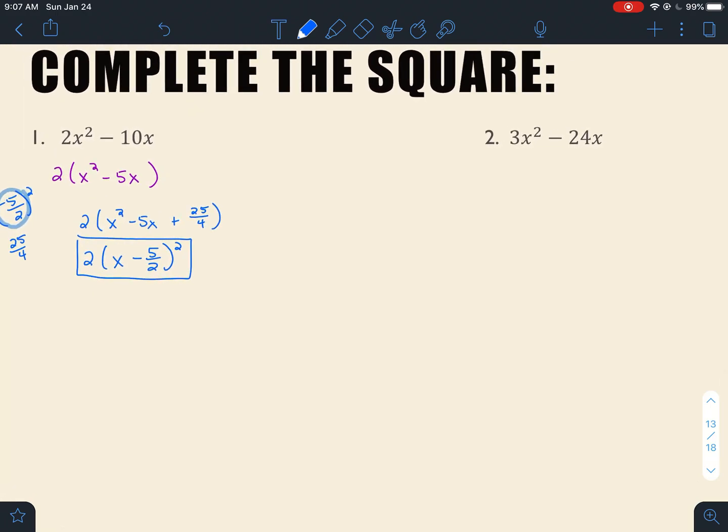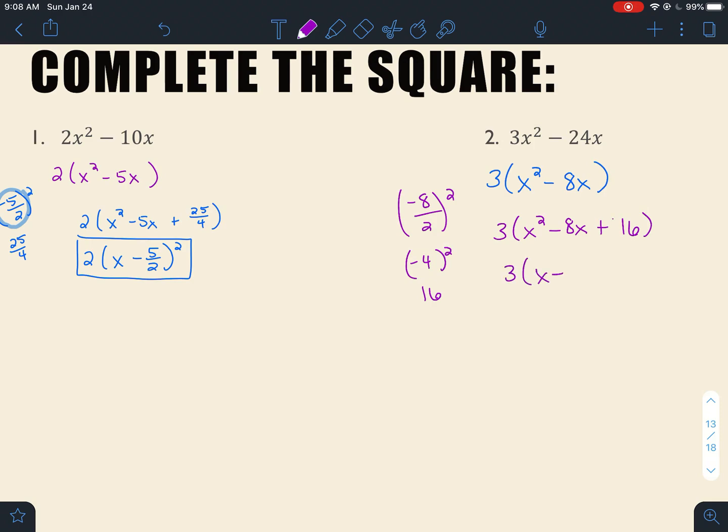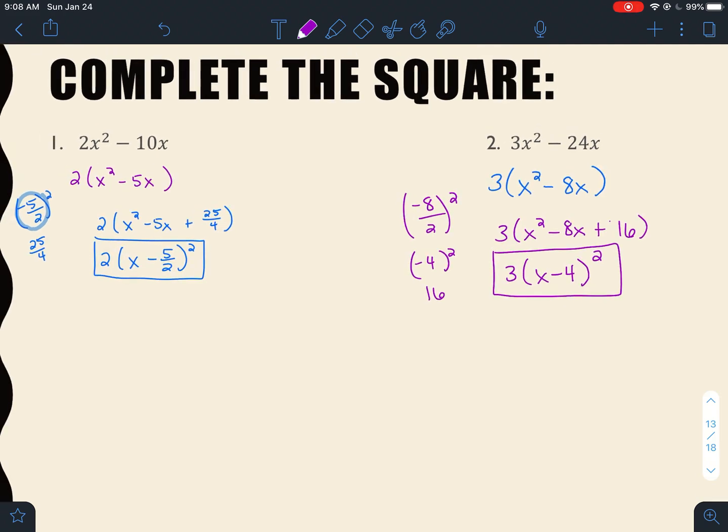And then 3x squared minus 24x. First factor out the 3. And then we would have x squared minus 8x. And then complete the square for negative 8. So negative 8 divided by 2 squared. That would be negative 4 squared, which is 16. So I would have 3, and then x squared minus 8x plus 16. And then if you go to factor that, what multiplies to 16 and adds to negative 8 would be negative 4 and negative 4. So x minus 4 or x minus 4 squared. So you have 3 and then x minus 4 squared.